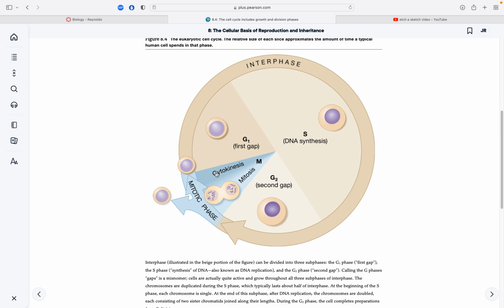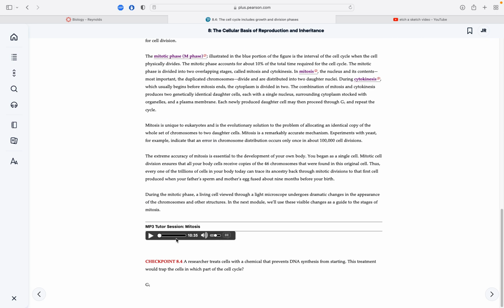So that was question number 1. Number 2, how does cytokinesis, dividing the cytoplasm, differ if you are a plant or an animal?